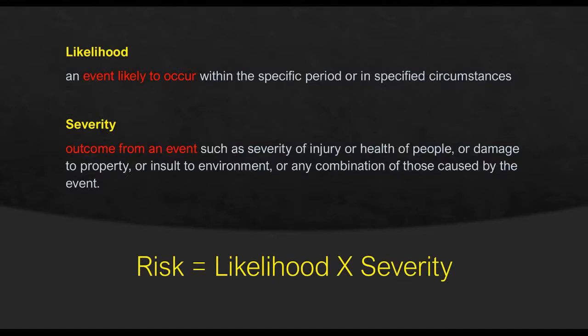And then severity is the outcome from an event, such as severity of injury or harm to the health of people, or damage to property, to the environment, or any combination of those. So the main formula for risk is equal to likelihood multiplied by severity. The combination of likelihood and severity is equal to risk.